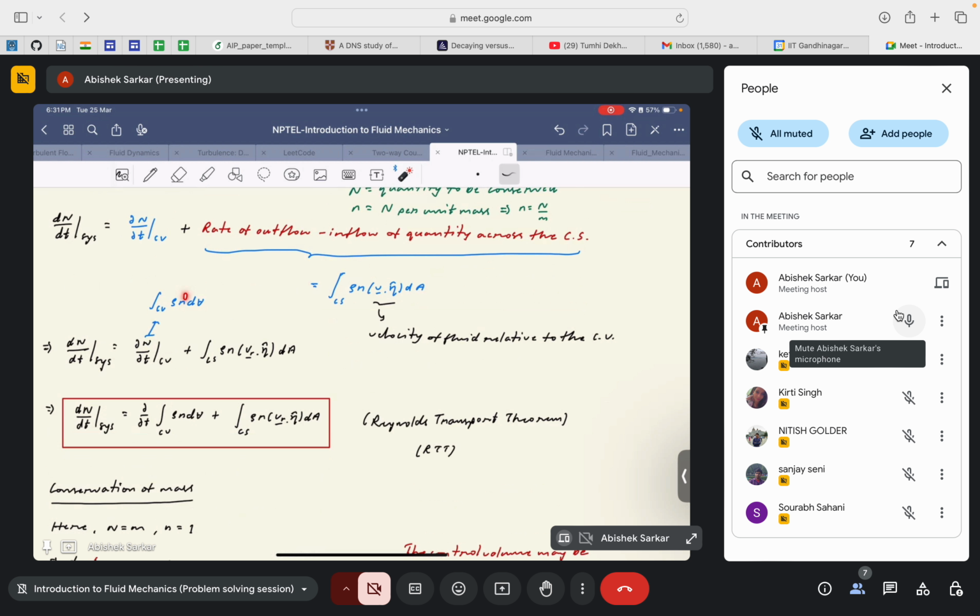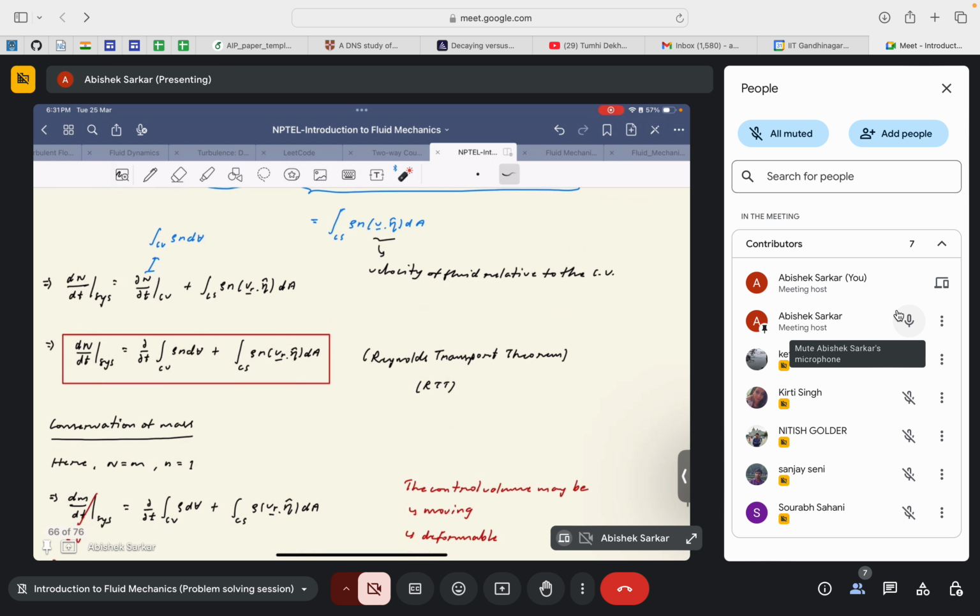So if we substitute this here in this equation, we will get dN/dt for a particular control system equal to ∂/∂t of the volume integral of rho n dV, where dV is the elemental volume, plus the surface integral of rho n Vr dot n cap dA. Here V is the relative velocity of the fluid flow with respect to the control volume.